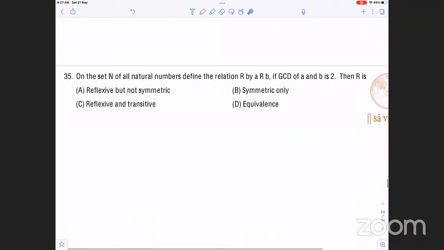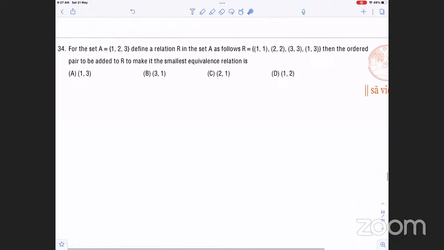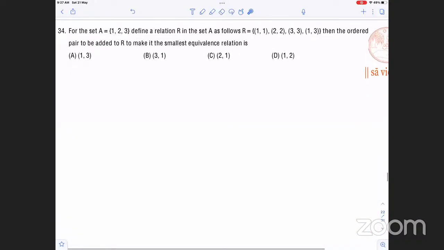Sir, an anonymous attendee said thank you, sir, in Kannada for you.